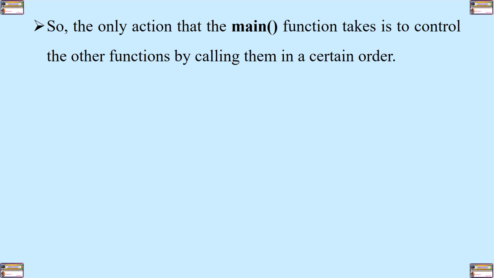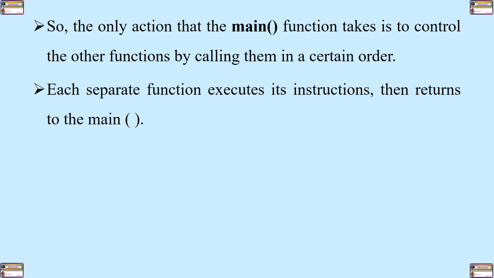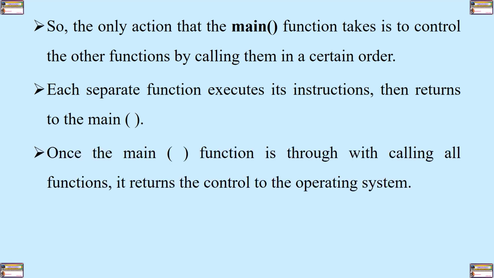With a good modularized program, or with a good program that has been broken down into functions, what we're supposed to find in the main function is simply the call statements that invoke the execution of each function. So the specific activities that are performed by the functions are taken out of the main function and placed in their respective modules or functions. Each separate function executes its instructions and then returns to the main. Once the main function is through with the calling of functions, it returns the control to the operating system.